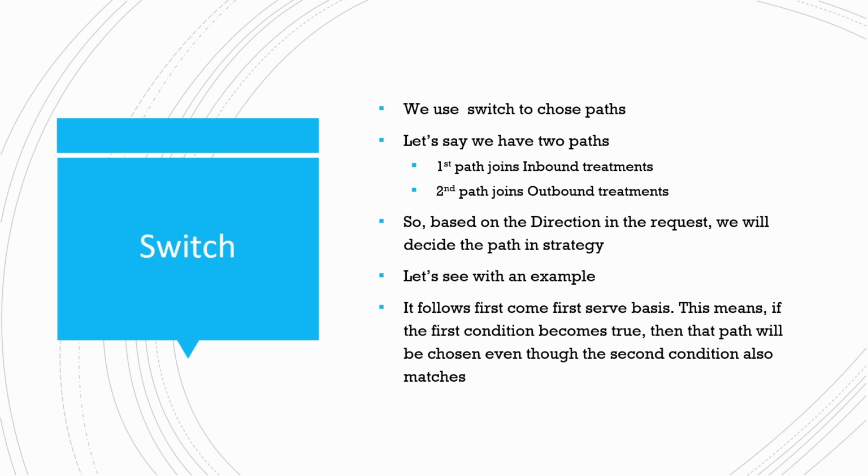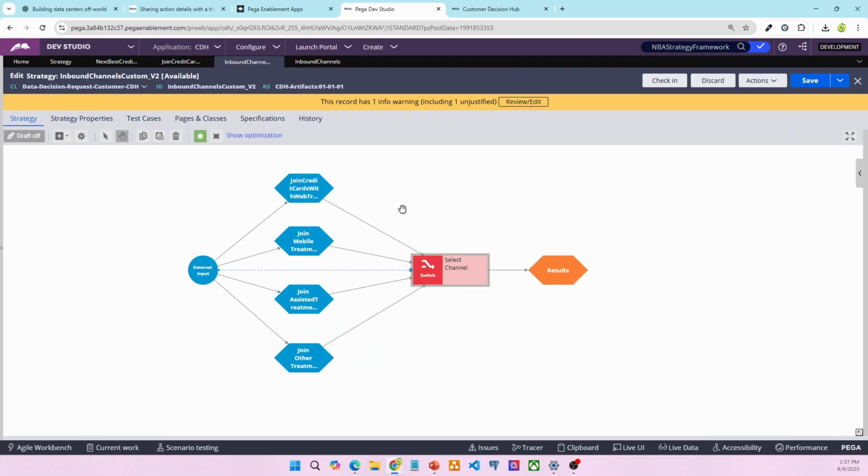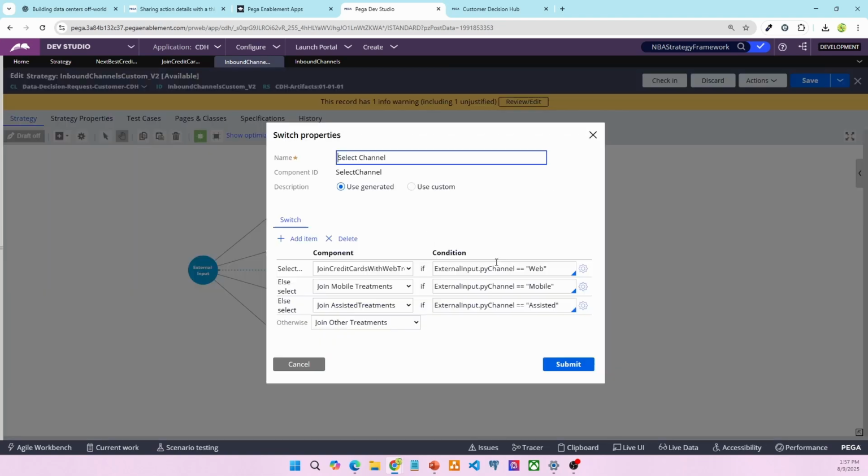Now, another important point to note is it follows first come, first serve basis. What do you mean by that? This means if the first condition becomes true, then the path will be chosen, even though the second condition also matches, right? So this is an important thing to keep in mind when you design a switch component. Suppose there are two conditions and both match, but in this order, whenever the first condition matches, that particular path will be executed.